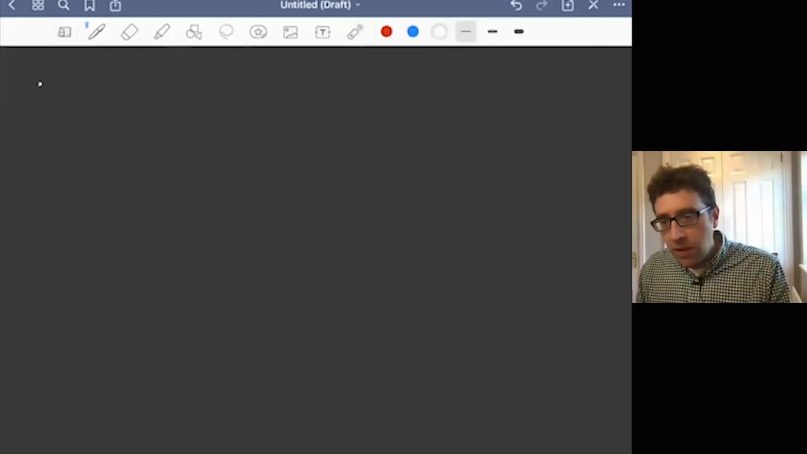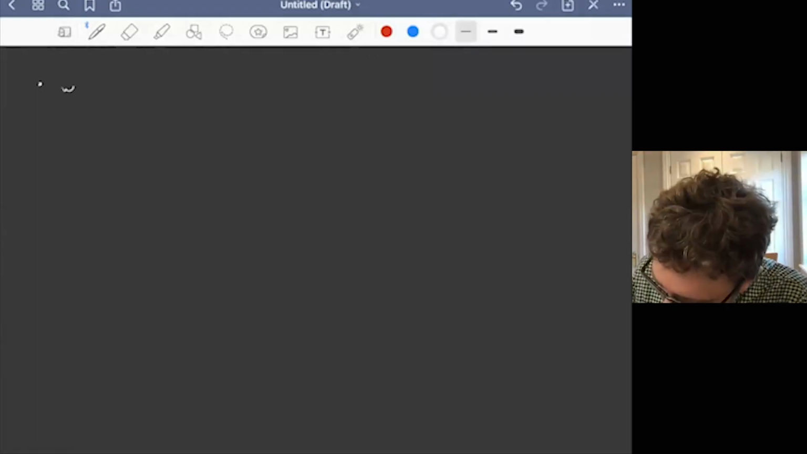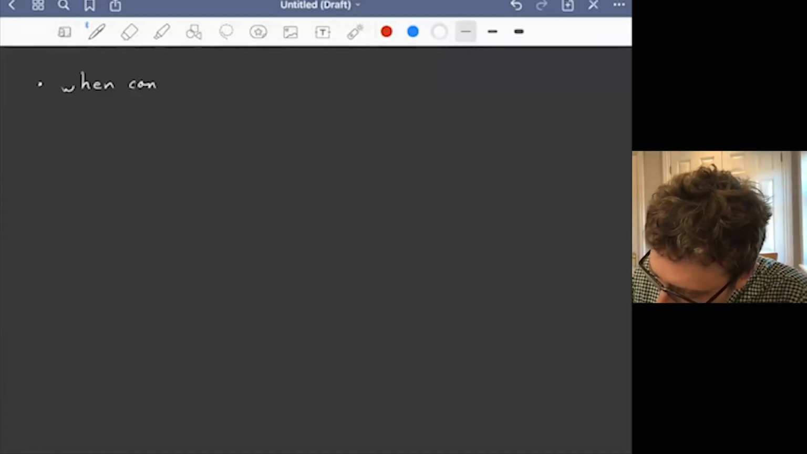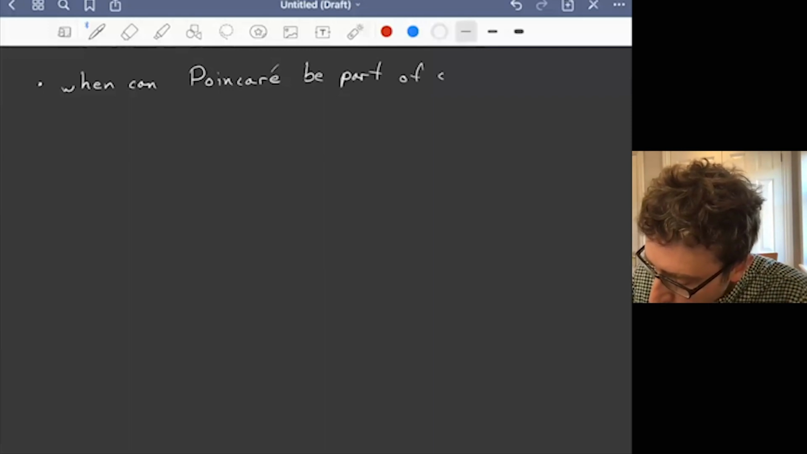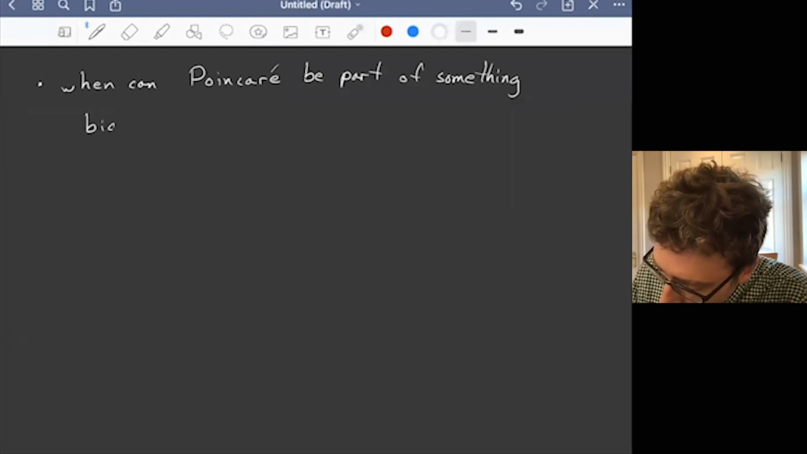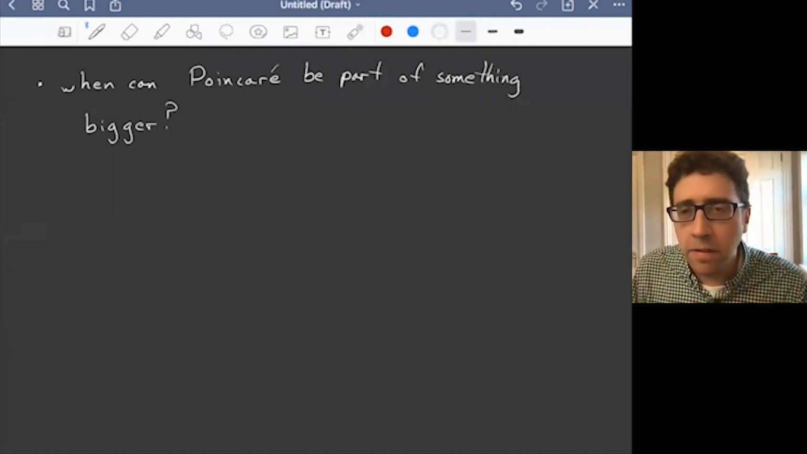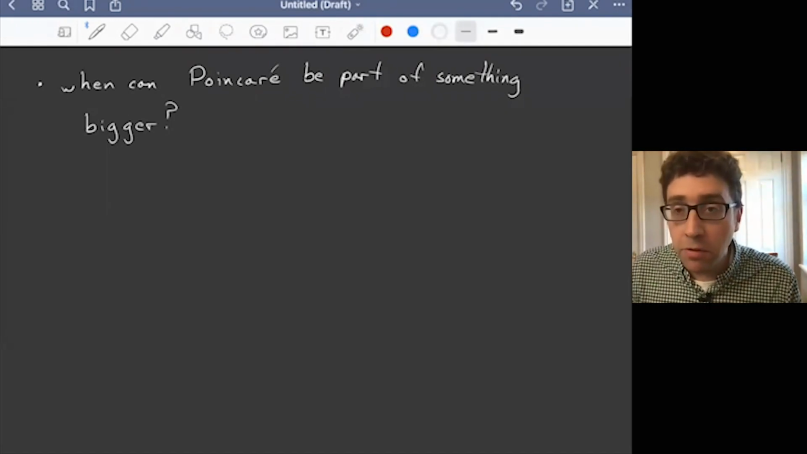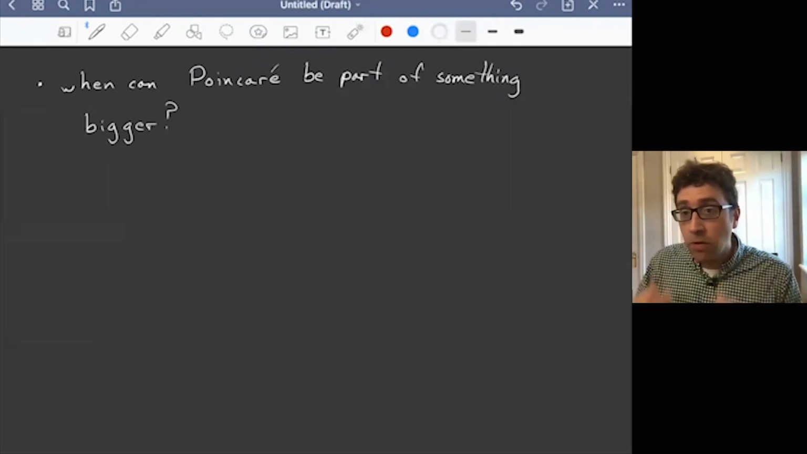So because of this sort of centralness of Poincaré, you're kind of led to ask, well, when can Poincaré be part of something bigger? Is there some way in which we can think of embedding the Poincaré group in a non-trivial way into some larger group? And since Poincaré is so important, maybe through its embedding, we'll see the importance of these other groups as well.